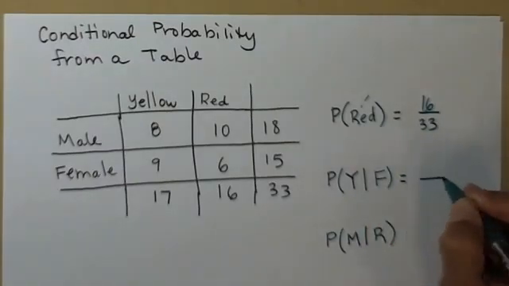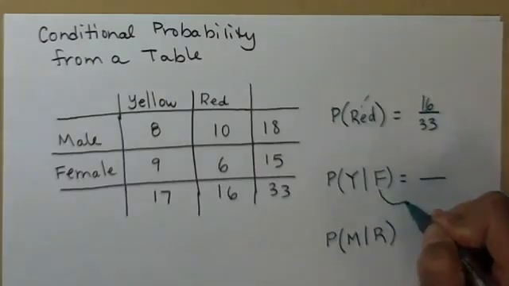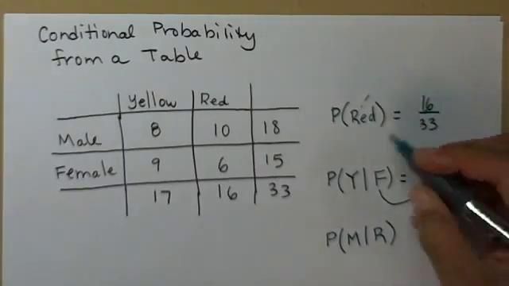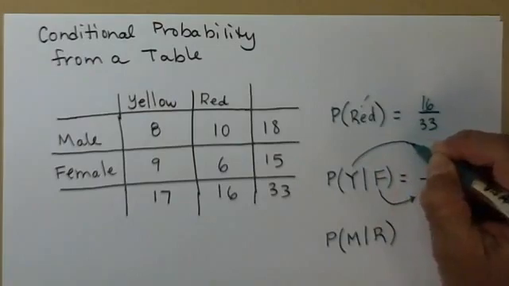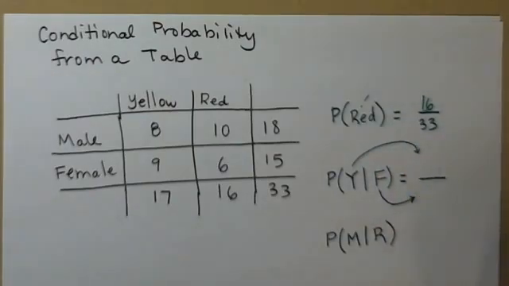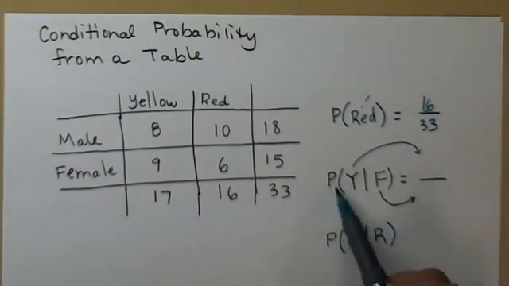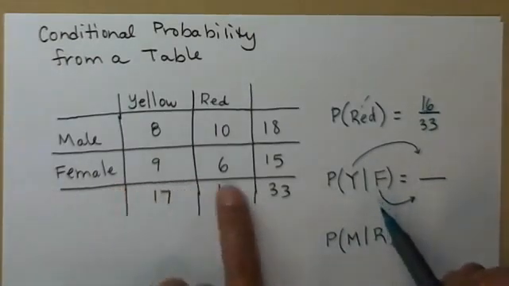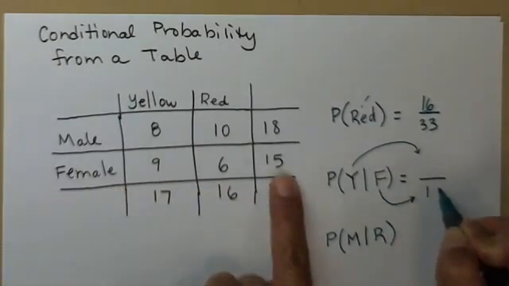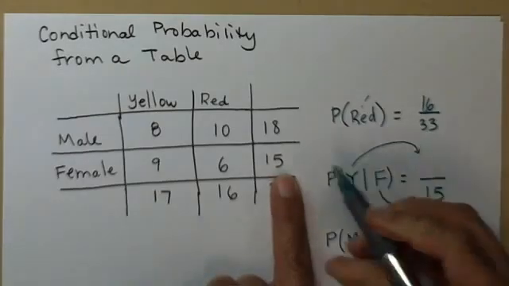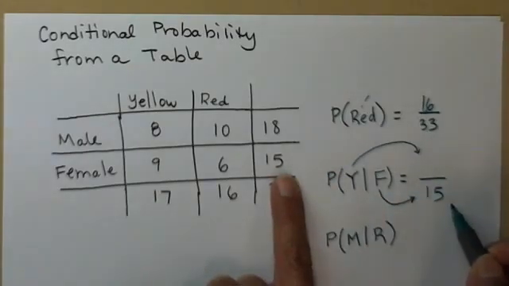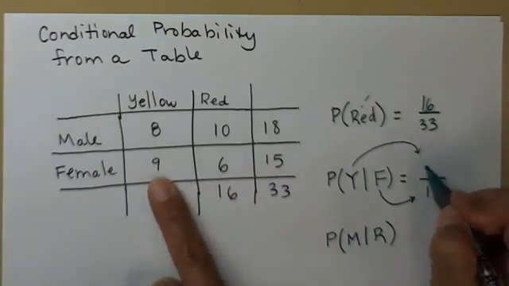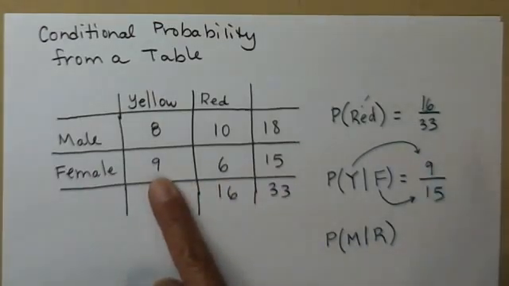If you use my technique, whatever the given part is gives you the number for your denominator, and then the probability you're interested in can be your numerator. So what's the probability that the person prefers yellow given we know it's a female? Now I just have to go to how many females I have. That's my denominator. How many of those women preferred yellow? 9.